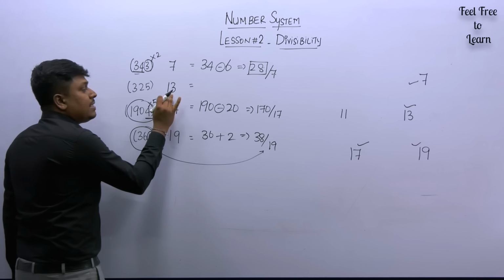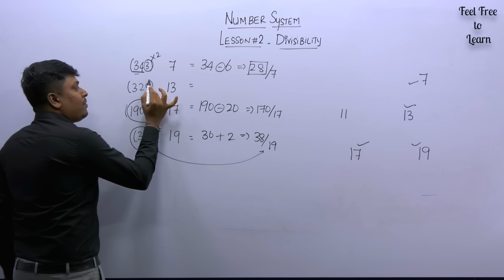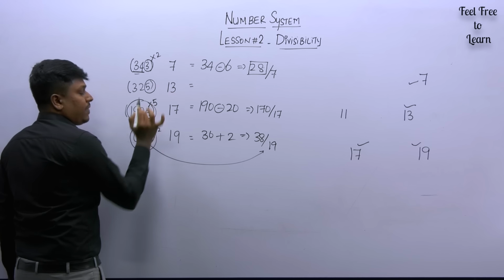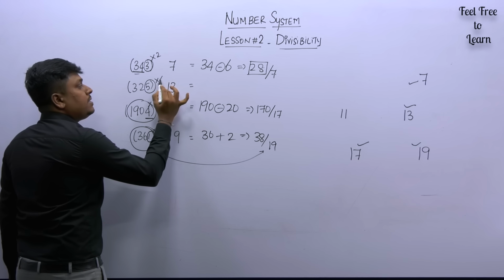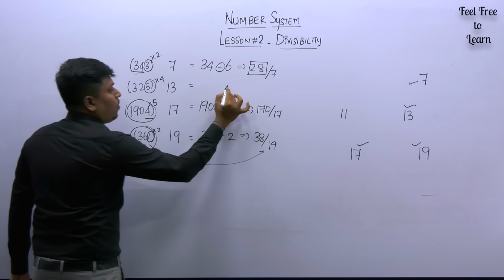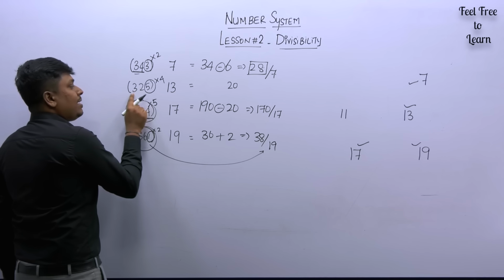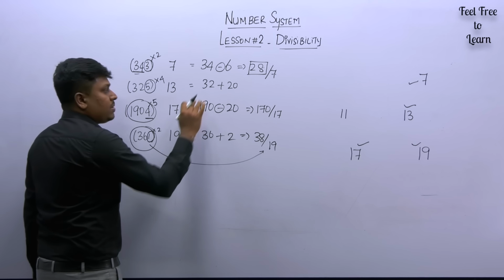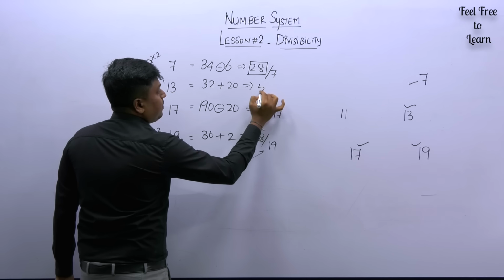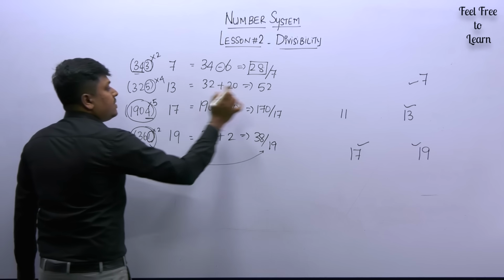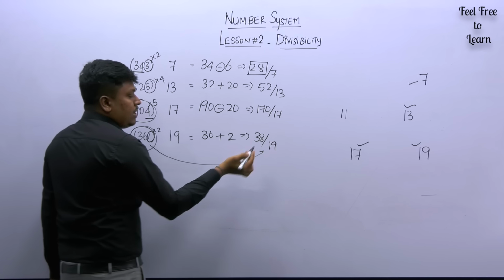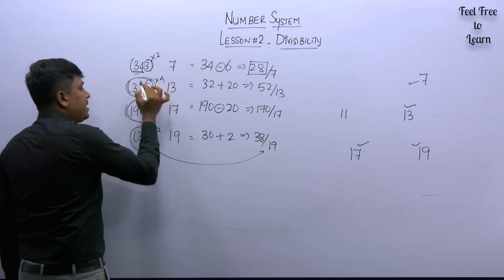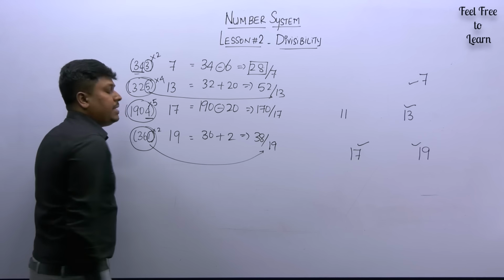So the last is 13, right? Similarly, you have to look at the last digit of the number, which is 5. You have to multiply this by 4. 5 into 4 is 20. What about the remaining digits? 32. Similarly, you have to add, right? So 32 plus 20 will be 52. So 52 is divisible by 13. Yes, it is divisible. So finally we can say that the complete number will be divisible by 13.